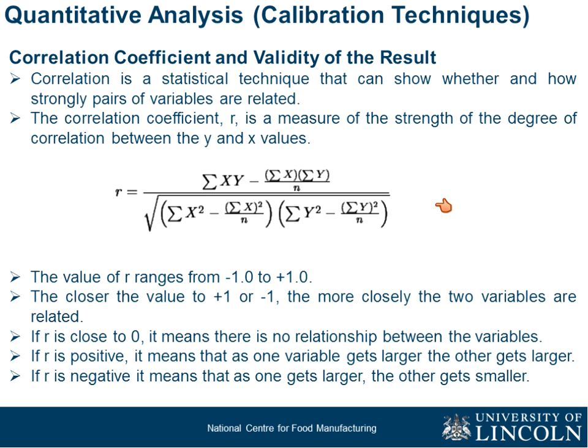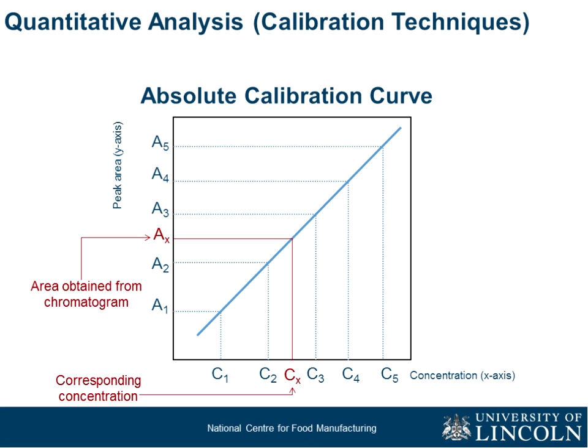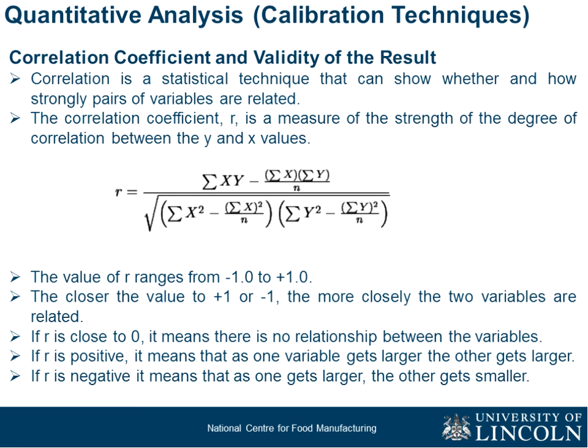Now this formula is saying S and Y. Don't forget, like I said earlier, your X is the concentration, your Y is the area, the measurement, the response from the machine. So you can use this formula to calculate your correlation, and the closer your value to 1, whether plus or minus 1, the better it is, the more reliable it is. Now, if your value is very close to 0, it's showing that there's no relationship between the variables.